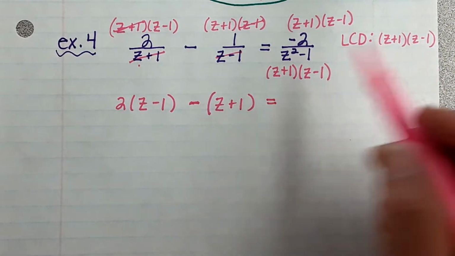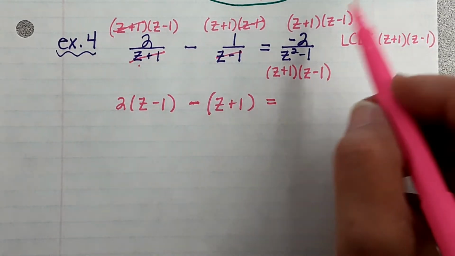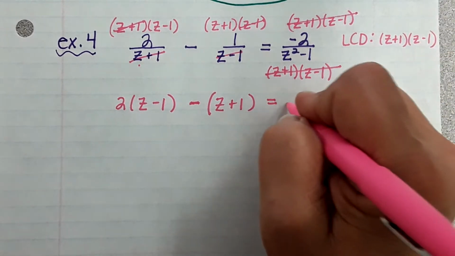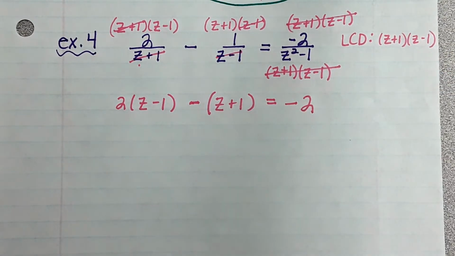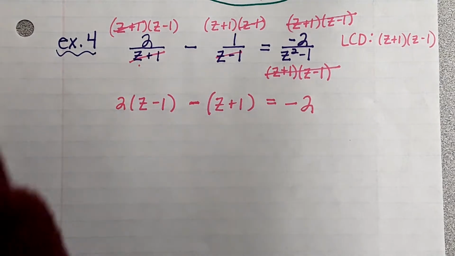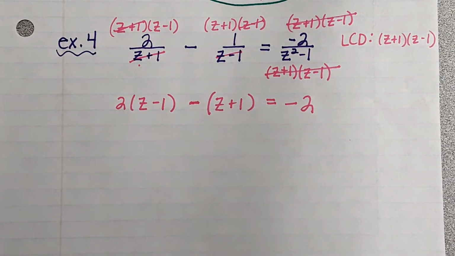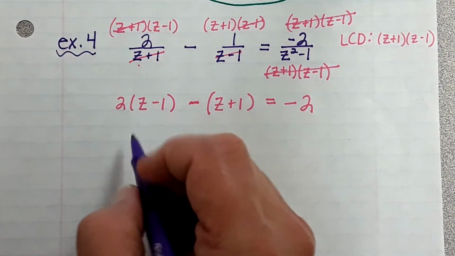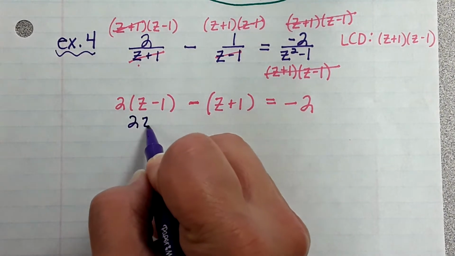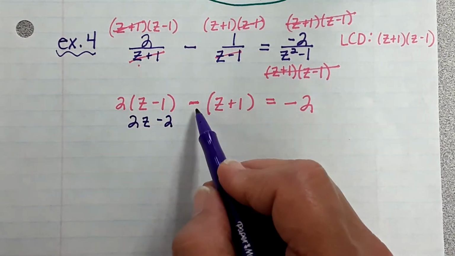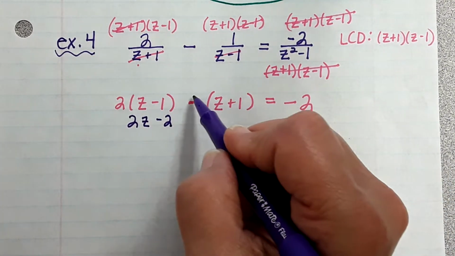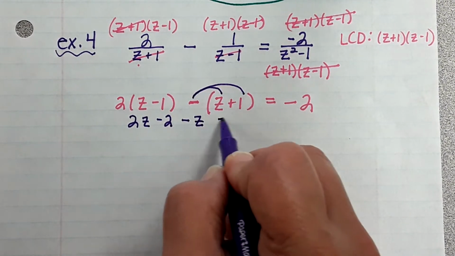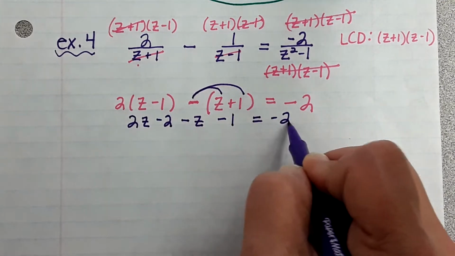Equals, what can I cancel out on this one? All of it, right? And what am I left with? Let's combine like terms. Or let's do our multiplication. So this becomes 2z minus 2. Now see this negative sign, you guys, this minus sign? It's going to be distributed onto both of these. So it becomes minus z minus 1 equals negative 2.